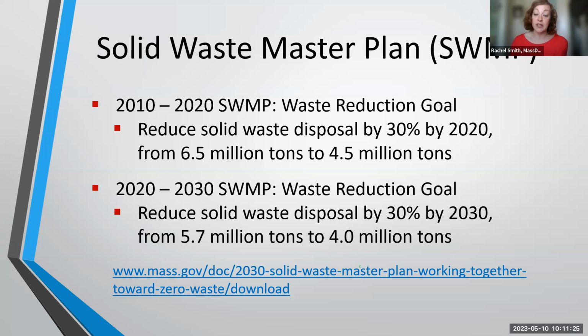MassDEP's 2010 to 2020 Solid Waste Master Plan goal was to reduce solid waste disposal by 30% in 2020. We did not meet this goal. There are many contributing variables, and it's too much to go into for the presentation. You can read about them in the plan if you're really interested. But the point is that our waste reduction goal for the next cycle, the 2030 master plan, is to reduce disposal again by 30%. So we really need to do all we can to reduce solid waste. And many of our grant programs that we're going to be talking about are created specifically with this in mind.